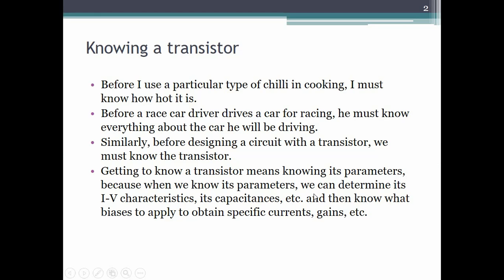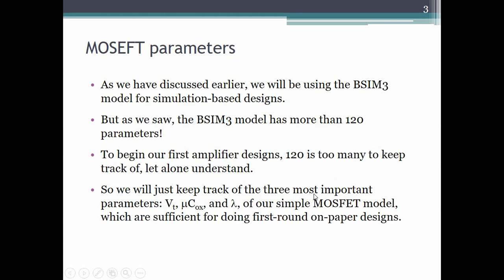So that is a MOSFET you are going to use. So you must get to know your MOSFET before you start using it, so that we are able to use that MOSFET in designing your amplifier circuits. But as we also saw last time, the BSIM3 model has more than 120 parameters. Now it is impossible, especially at this stage of your learning of MOSFET analog circuit design, to get to know these 120 parameters and how they affect the current and voltage.